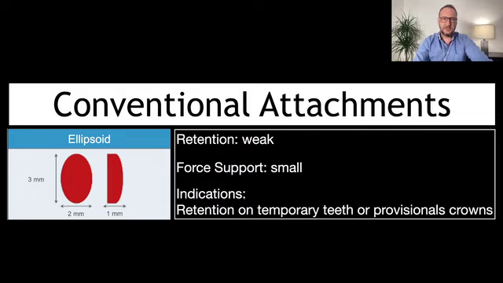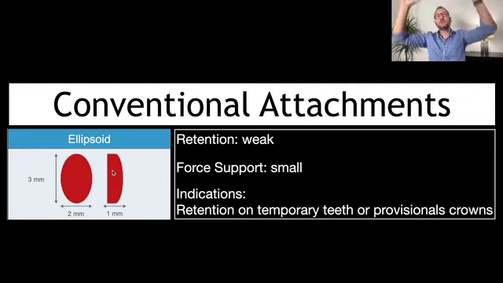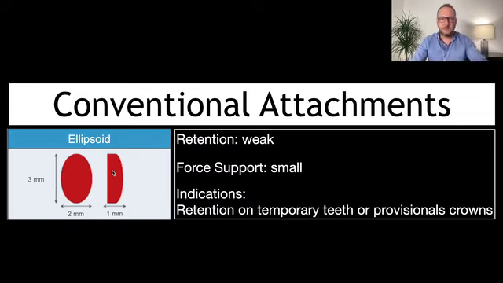So with this ellipsoid, the first characteristic is that the retention is weak because we don't have a flat surface. Imagine this attachment here on a wall and you're trying to climb. You don't have much surface to place your fingers, so it's going to slip, and it's probably going to be very hard for you to keep your hands there, okay? So what's the purpose of these attachments here? We can create a very small force support.